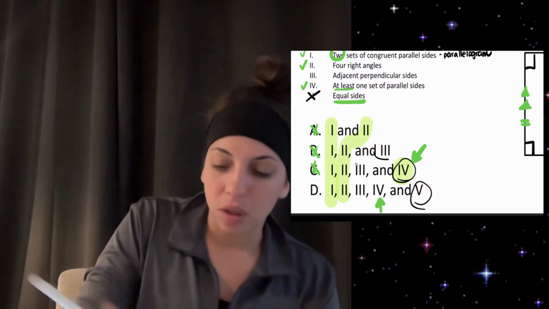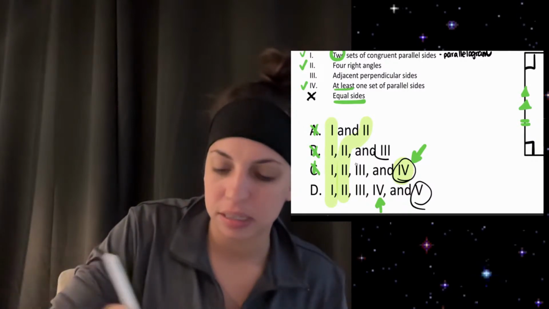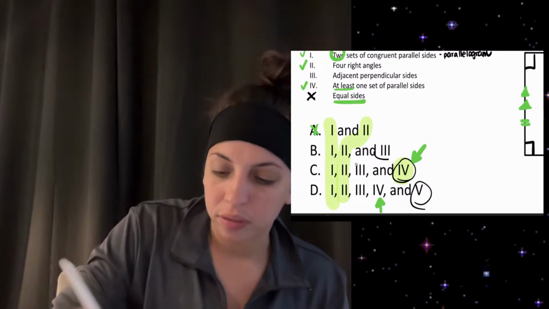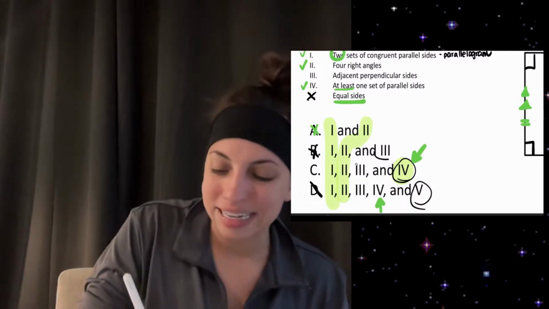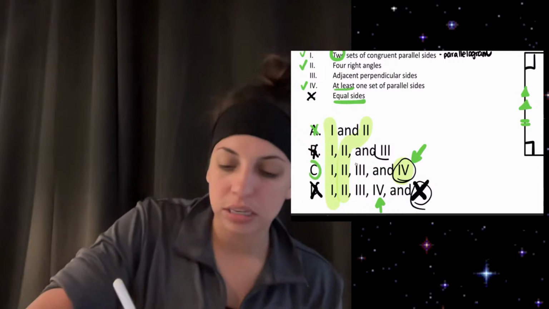So that one's out, which means I don't know why I crossed off C, because C is still in the running, right? So D is out because we don't want to include number 5. So C is the correct answer.